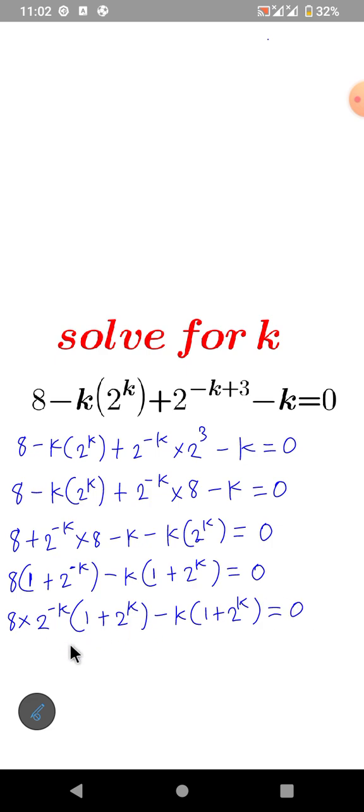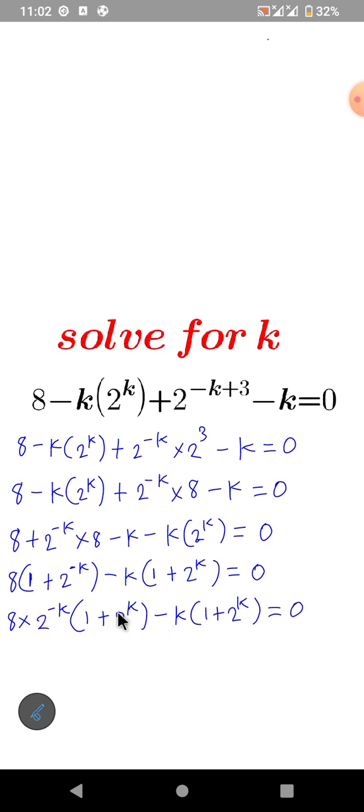Now in this side we know that 2 raised to the power minus k multiplied by 1 will give me 2 raised to the power of minus k. 2 raised to the power of minus k multiplied by 2 raised to the power of k will give us 2 raised to the power of 0, and 2 raised to the power of 0 is equal to 1. So this factorization here is correct.